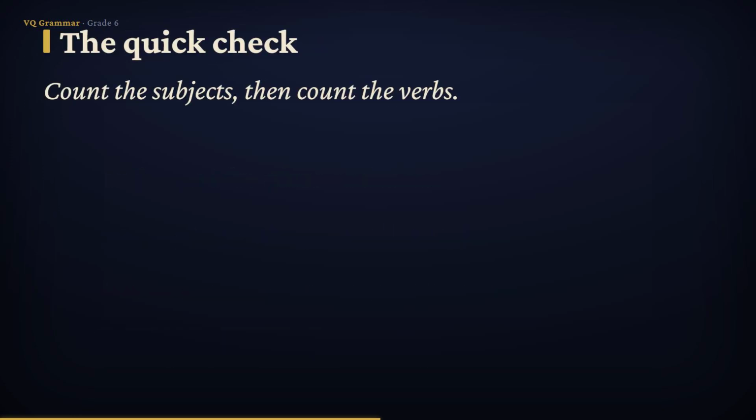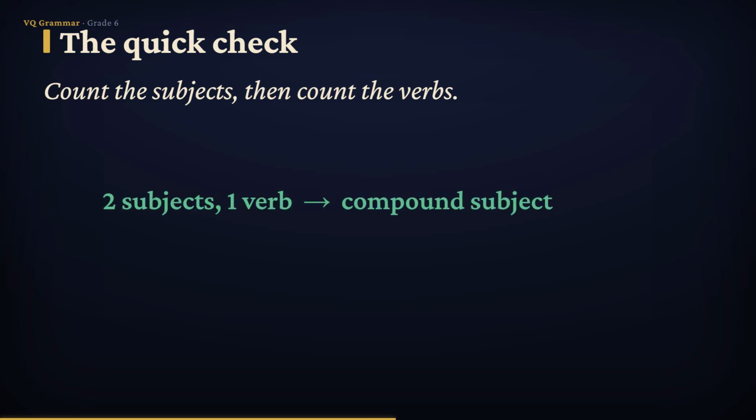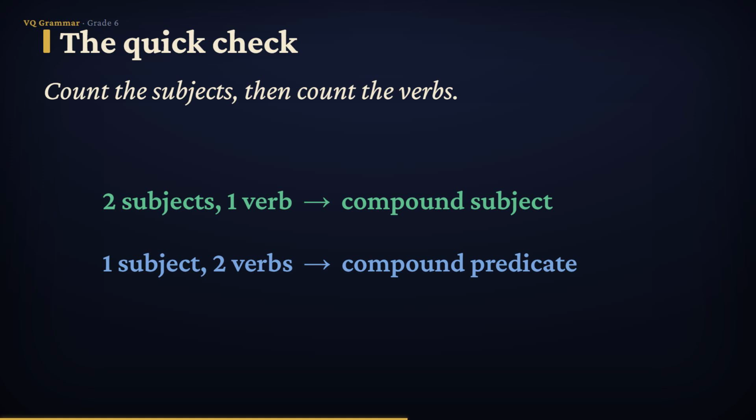So how do you tell them apart every time? Just count. Count the subjects, then count the verbs. Two subjects but only one verb? That's a compound subject. One subject but two verbs? That's a compound predicate. And if you find two of each, two subjects and two verbs, then it's both. Count the subjects, count the verbs, and let the numbers decide.